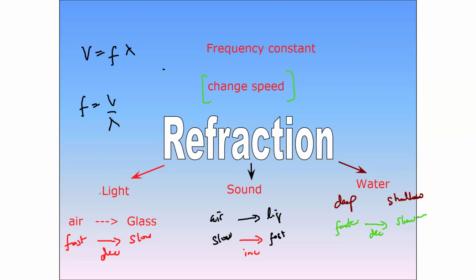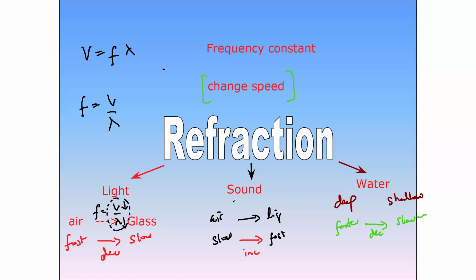In the case of light traveling from air to glass, the frequency should be constant. Frequency is a ratio between the speed and the wavelength. When the light travels from air to glass, it slows down. If the speed of the light decreases, the wavelength will also decrease, but the ratio of the speed and the wavelength will remain unchanged.